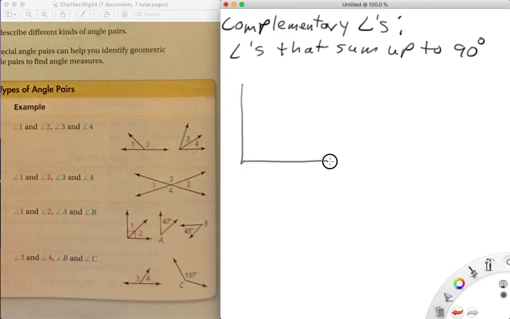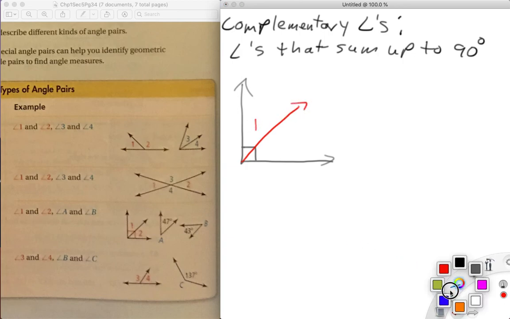So remember, a right angle is an angle that's 90 degrees. We can tell that by this box. They're adjacent because they share a common ray, like we said before. We have angle 1 and angle 2. So angle 1 and angle 2 are complementary because when I add them up together, I'm going to get 90 degrees, because I know that the big angle is 90 degrees. So they're adjacent complementary angles.